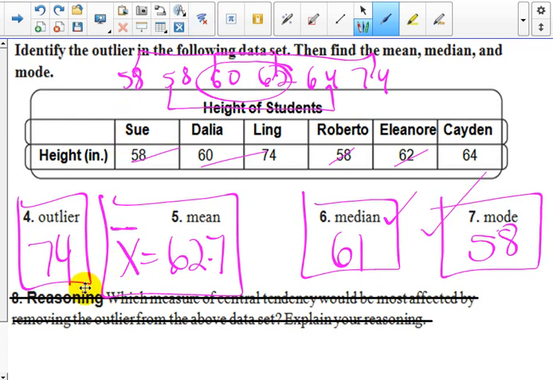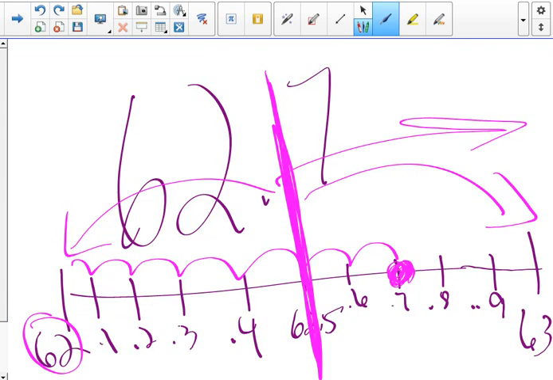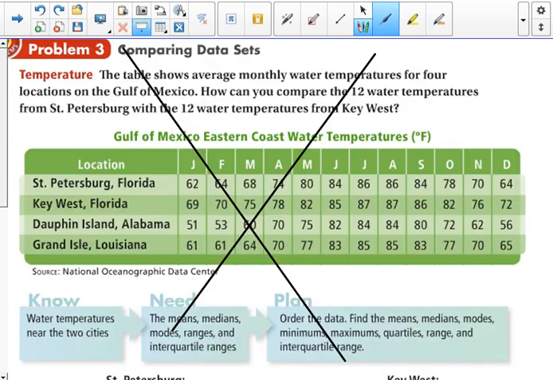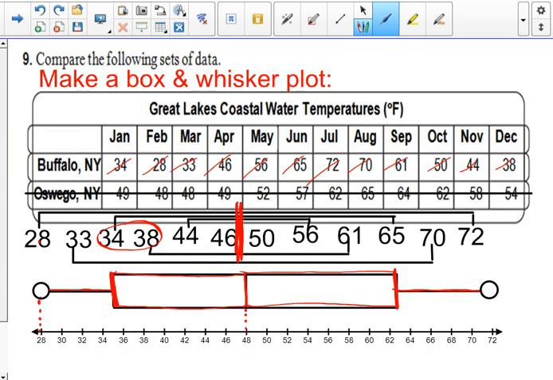Okay, mark out number 8. You're not going to do that one. And on number 9, mark out the second set of data. Mark a line through that Oswego, New York. And then we're going to talk about this. See that I put a line through the bottom there, the Oswego, New York.